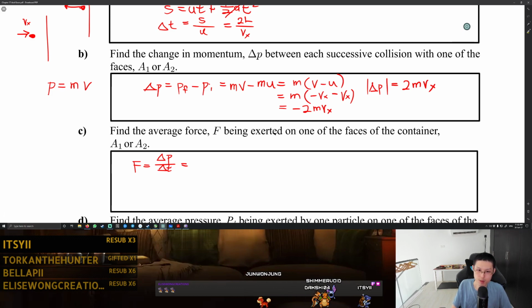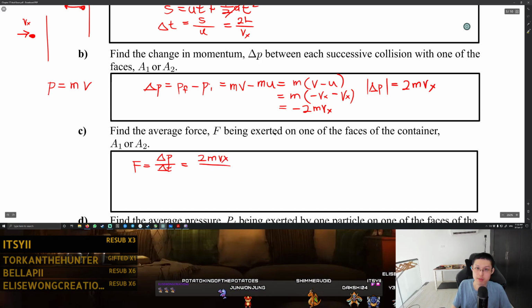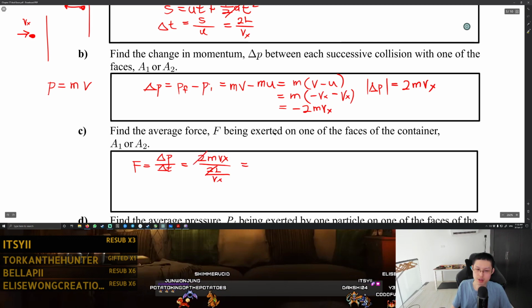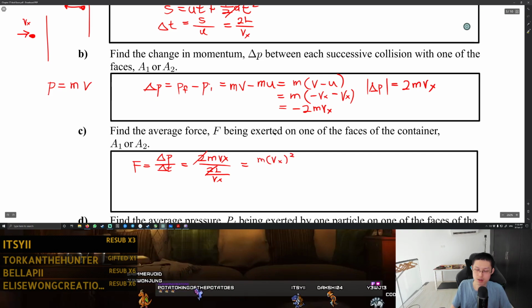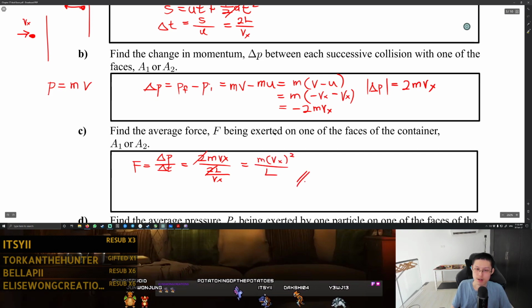Change in momentum. Well, we know what that is because we worked it out earlier, it is 2mvx. And then the time taken is 2L over vx, right? So simplifying this, we get m vx squared over L. And that is the average force exerted on one of the faces.